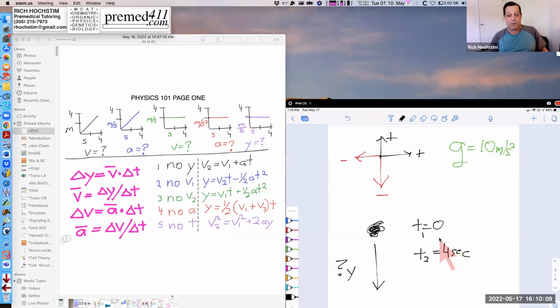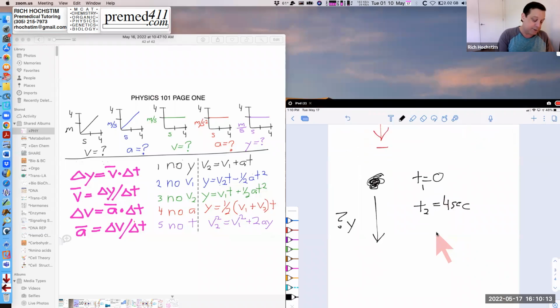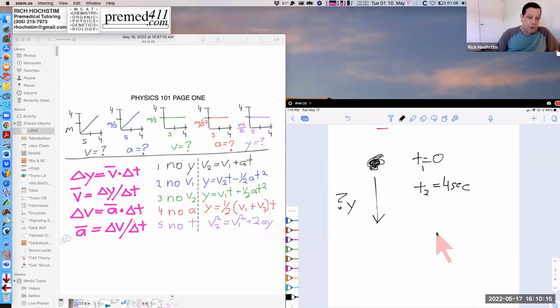This 0 doesn't really matter here, but it might be included in the problem, so I want to put it there so it doesn't confuse you. So here are our variables. We have over here Y, V1, the initial velocity, V2, A, and T. So the question is going to be right over here.